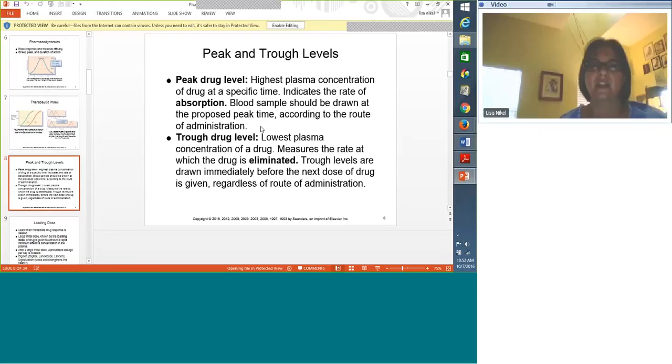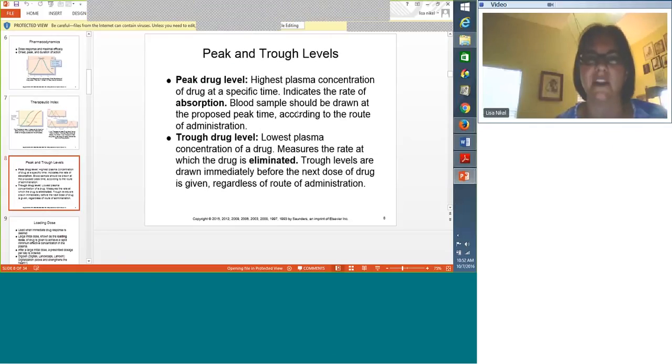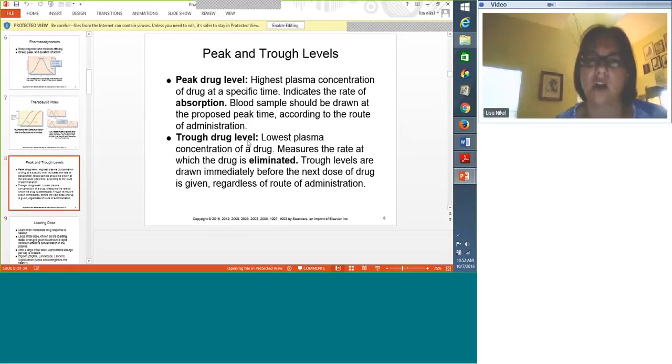So a client gets a drug based on what drug it is. There's a set parameter of, hey, now check a level in their blood and see what the peak level is in the client's body based on what the literature says it should be, and let's find out if they're in a safe range. A trough drug level is the lowest plasma concentration of a drug. It measures the rate at which the drug is eliminated. Trough levels are drawn immediately before the next dose of drug is given, regardless of the route.